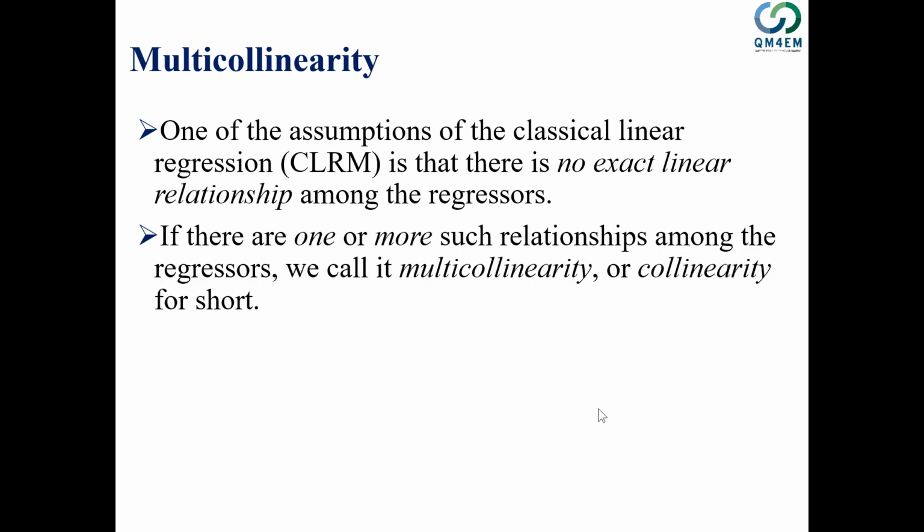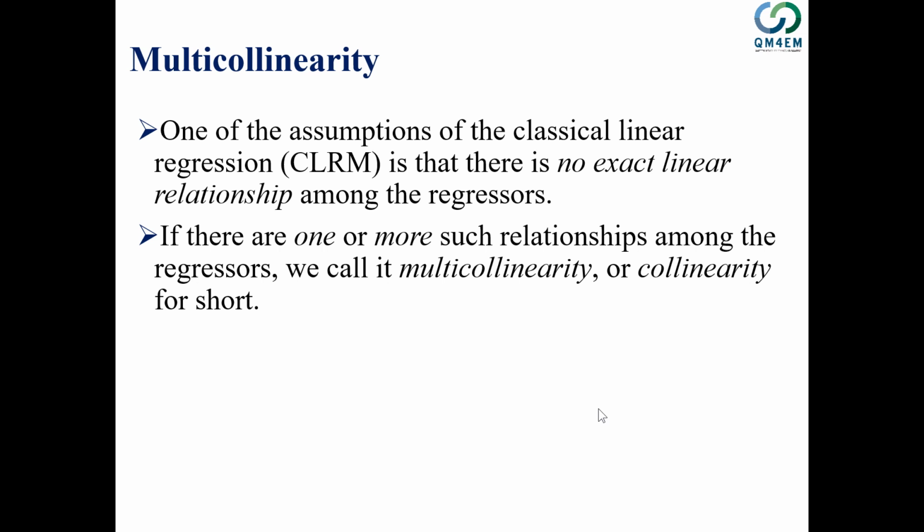Now, there can be a case when we have one or sometimes more than one such relationship among the regressors. So we call it multicollinearity or collinearity. When there is one relation between two explanatory variables, we call it collinearity. When there is more than one linear correlation among the explanatory variables, we call it multicollinearity. Let me put it more simply. Let's say we have 10 explanatory variables in our regression model. If only two variables are correlated with one another perfectly, we call it collinearity.